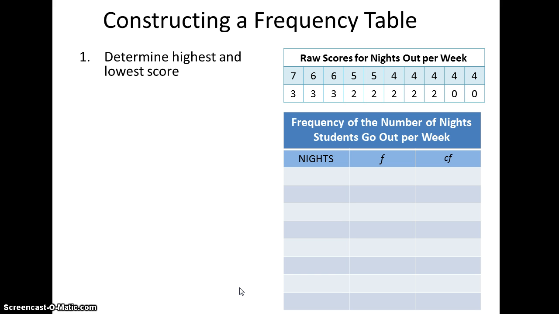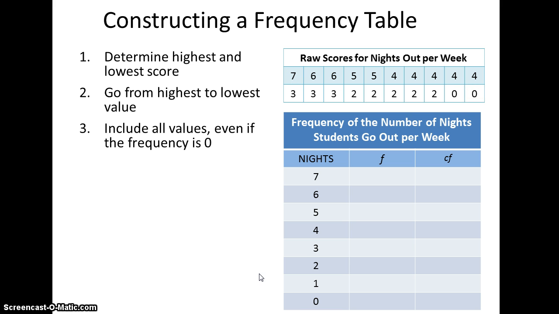So in order to get that frequency table that I had, the first thing I'm going to do is determine my highest and my lowest score. And you'll see that 7 is my highest score and 0 is my lowest score. So I'm going to go from the highest to the lowest in my columns here. I've labeled this nights because it is the number of nights that people go out. So this is all of the categories of outcomes that they could possibly have. I've put down 7 because we go from the highest value down the table to the lowest value.